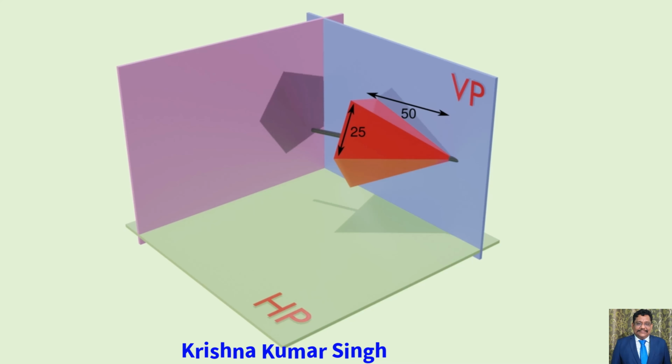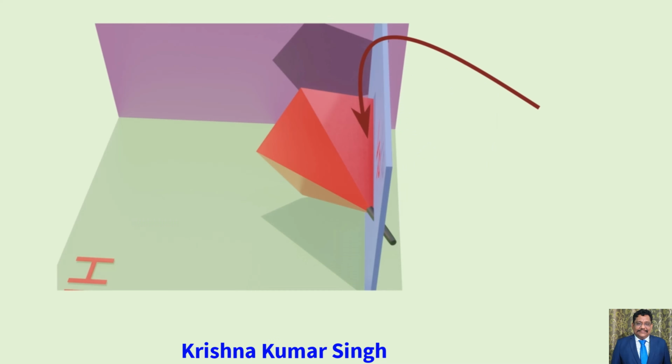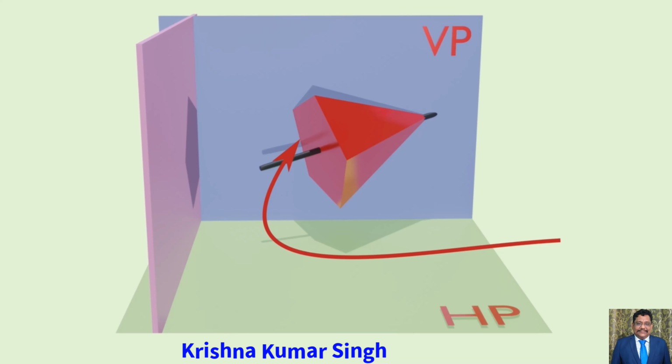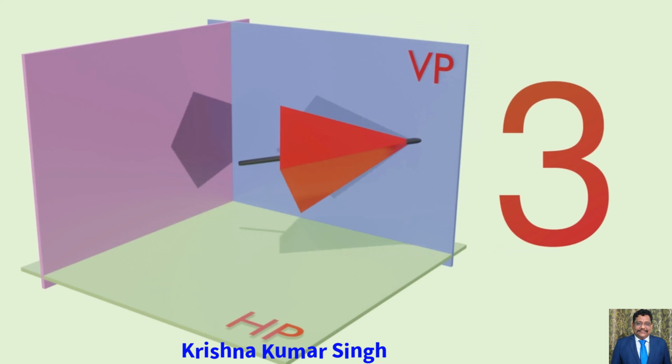A pentagonal pyramid of base 25 mm side and axis 50 mm long has one of its triangular faces in the VP, and the edge of the base contained by that face makes an angle of 30 degrees with the HP. Draw its projection. Now here in this question, the pyramid can be projected in 3 steps.